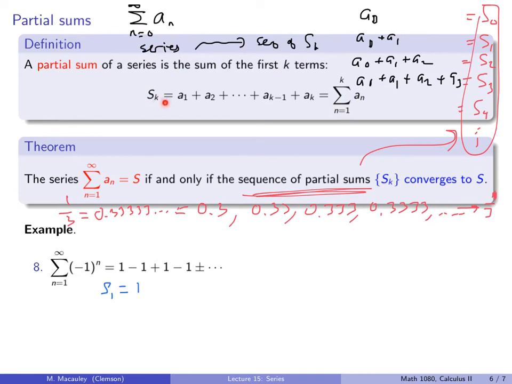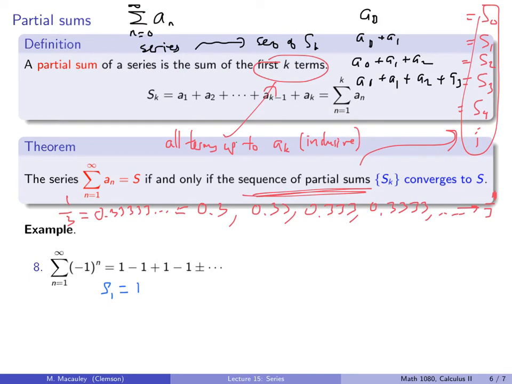Typically, I'm going to say that S_k is going to be all of the terms up to A_k. So usually that's not going to include an A naught, but if there happens to be an A naught there, I'm not going to shift by 1. I'm just going to say everything up to A_k inclusive. So don't worry about whether there's an n equals 0 term or not.